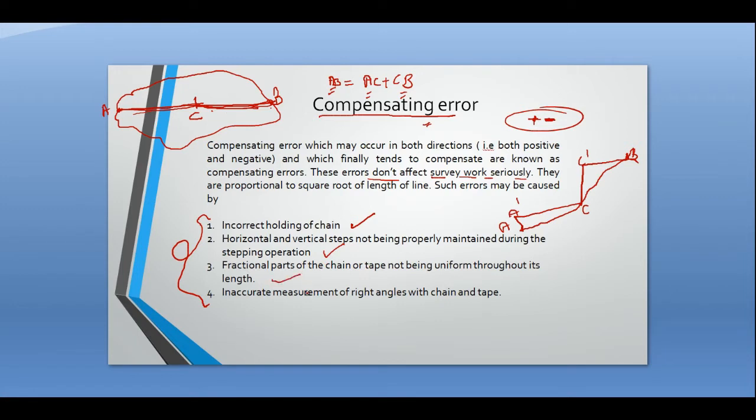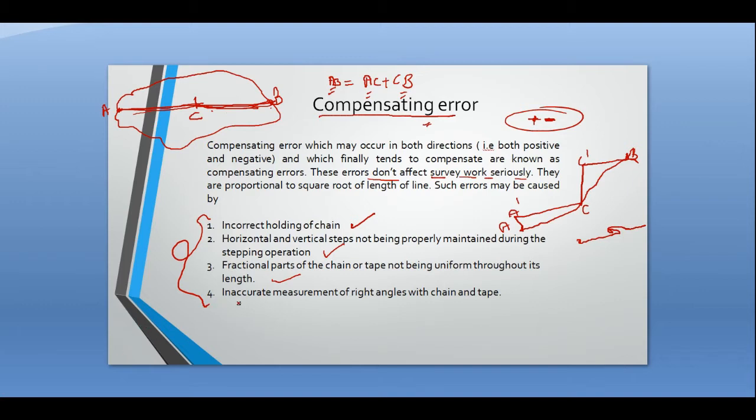Fractional parts of the chain and tape are not uniform throughout its length. What happens when we store the instruments in the laboratory or in the storeroom? Due to temperature or some handling errors, chains are not properly maintained. In that case some parts are missing, like the chain is not properly stretched, and it has a mingling of links. So in that case again error can occur when the chain is not properly stretched.